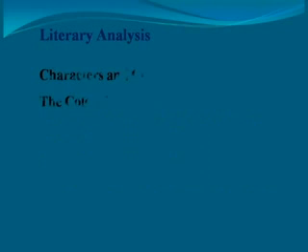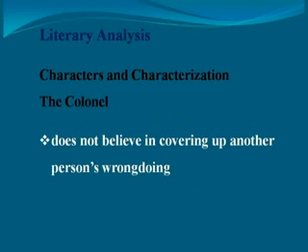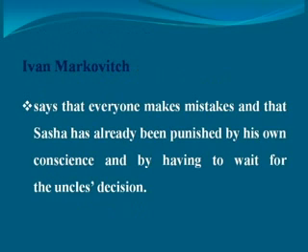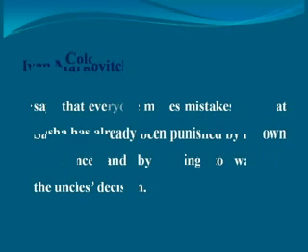Literary analysis: characters and characterization. The Colonel does not believe in covering up another person's wrongdoing. Regardless of the circumstances, he thinks it is wrong. Ivan Markovitch, on the other hand, said that everyone makes mistakes and that Sasha has already been punished by his own conscience and by having to wait for the uncles' decision.